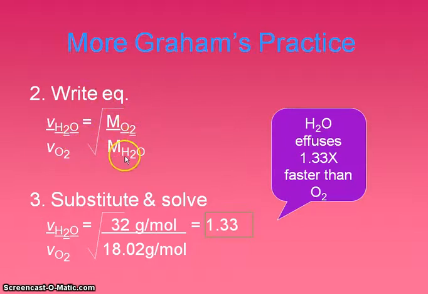When you do it this way, I would put the heavier one on the top and the lighter one on the bottom. So I'm going to put the molar mass of the oxygen, because it's 32 grams per mole, and divide it by the molar mass of the water, which is 18.02 grams per mole. And then by simply taking the square root of that, I'm going to get a number value. This one comes out to 1.33, and that's going to tell me that the lighter gas will effuse 1.33 times faster than the heavier one. So water will be effusing 1.33 times faster than oxygen. And as long as you set it up this way with the heavier one over the lighter one, that will be the case.